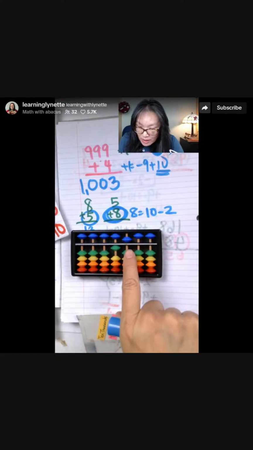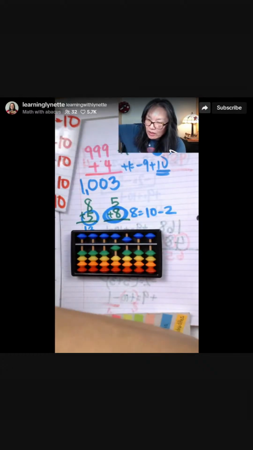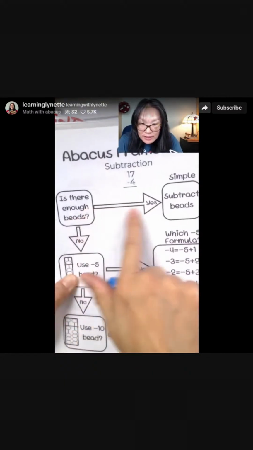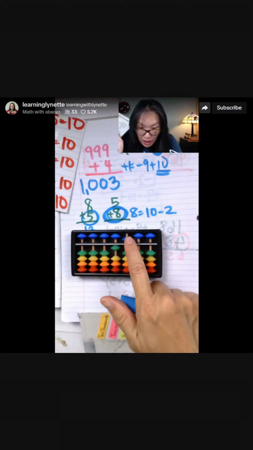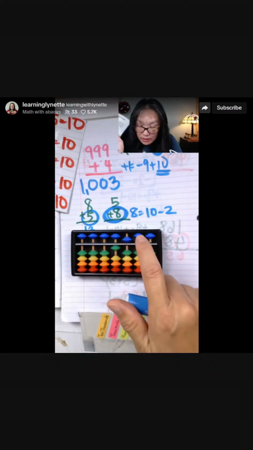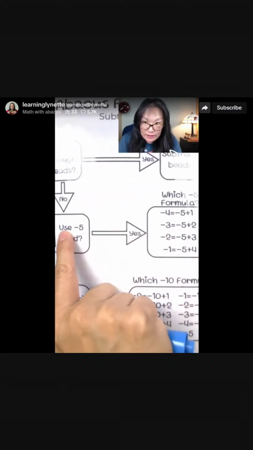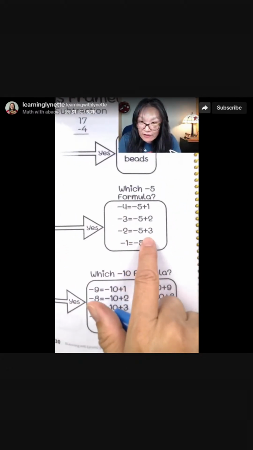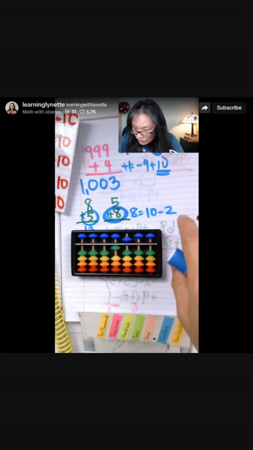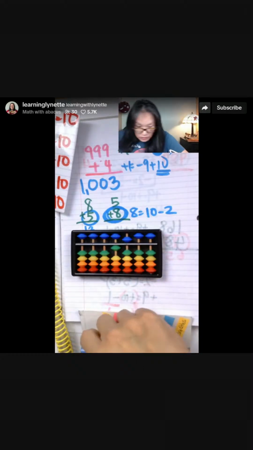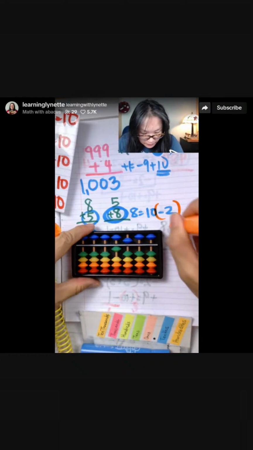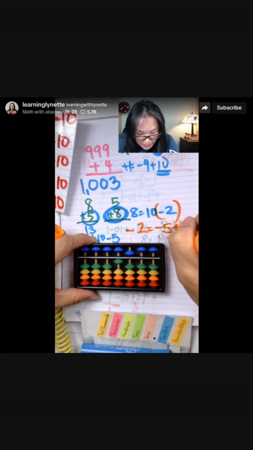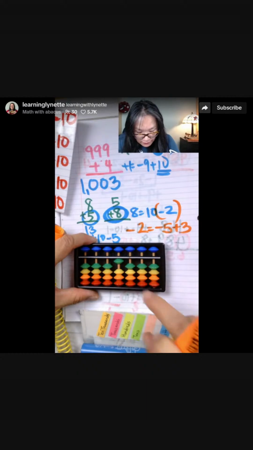This is where we've got to go through. We have to understand, is there enough to minus the 2? No, we cannot minus the 2. Can I minus the 5? Yes, I can minus the 5. Minus the 5 plus the 3. So I'm going to have my two step. Minus the 2 is equal to minus the 5 plus the 3. My answer is 13.